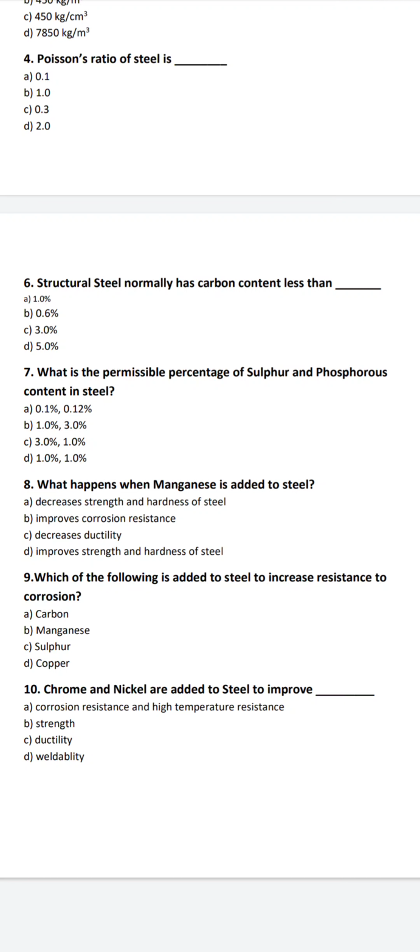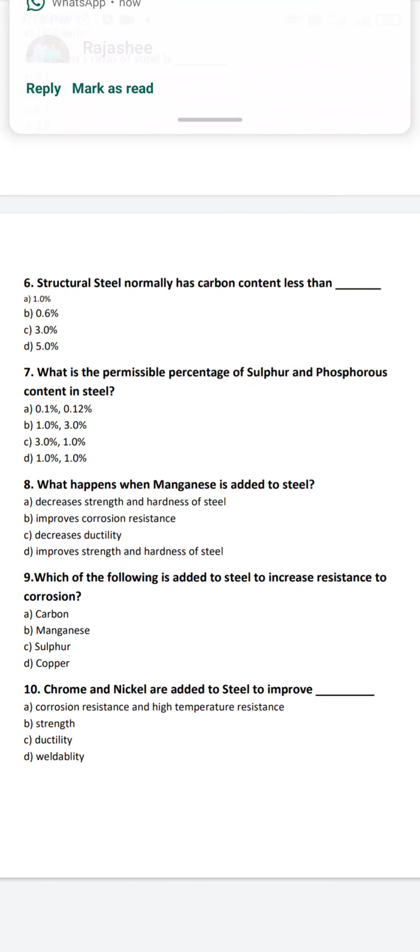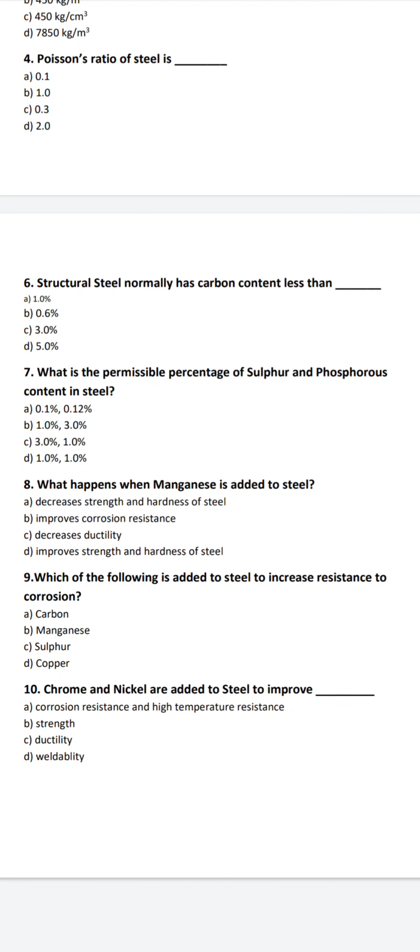Next, question number 10. Chromium and nickel are added to steel to improve what? The options are corrosion resistance and high temperature resistance, strength, ductility and weldability. Out of these four, your answer should be corrosion resistance and high temperature resistance. Why? Because steel is weak in fire and corrosion resistance. To improve that, you have to improve corrosion resistance and high temperature resistance. That's why chromium and nickel are added to steel.